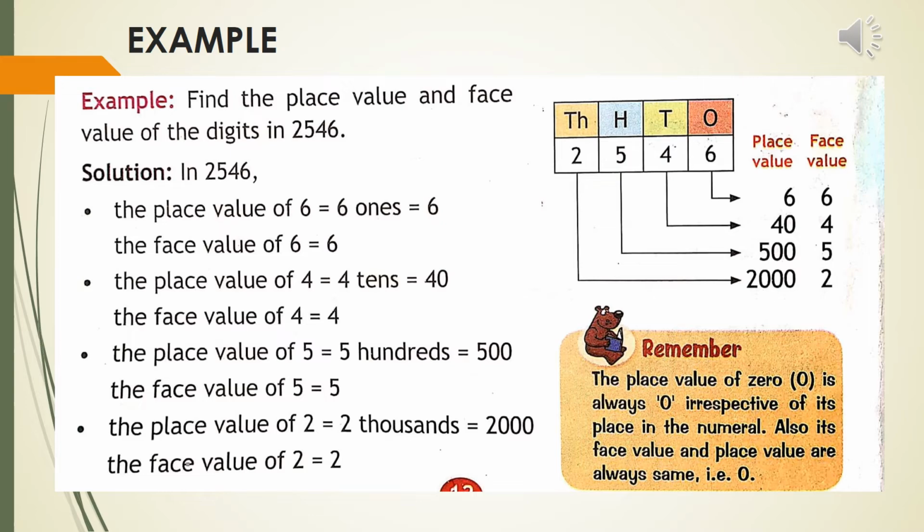One very important point to remember is the place value of 0 is always 0, irrespective of its place in the numeral. That means wherever we write 0, whether in hundreds, tens or ones, its place value is always 0. And obviously its face value is always 0. So place value and face value of 0 is the same, that is 0.